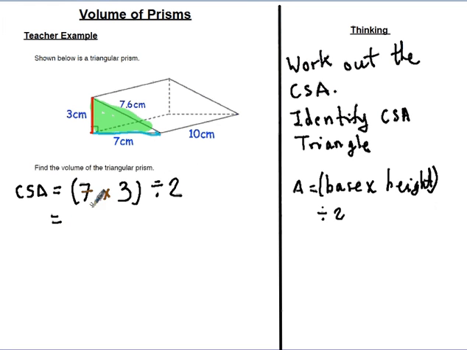So we work it out step by step. 7 times 3 is 21. Divide it by 2. That should give us 10.5 centimeters squared. Notice that I didn't use the 7.6. That is there to throw you off. It's not the base, it's not the height. I will have to cross it out.